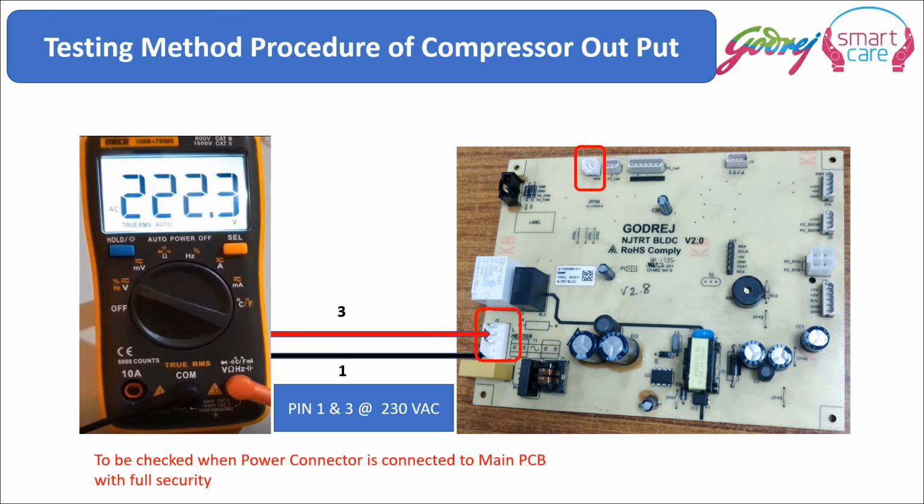Testing method of compressor output. Here between the neutral and the compressor out, it should show 230 volt AC. That is the test for compressor output.